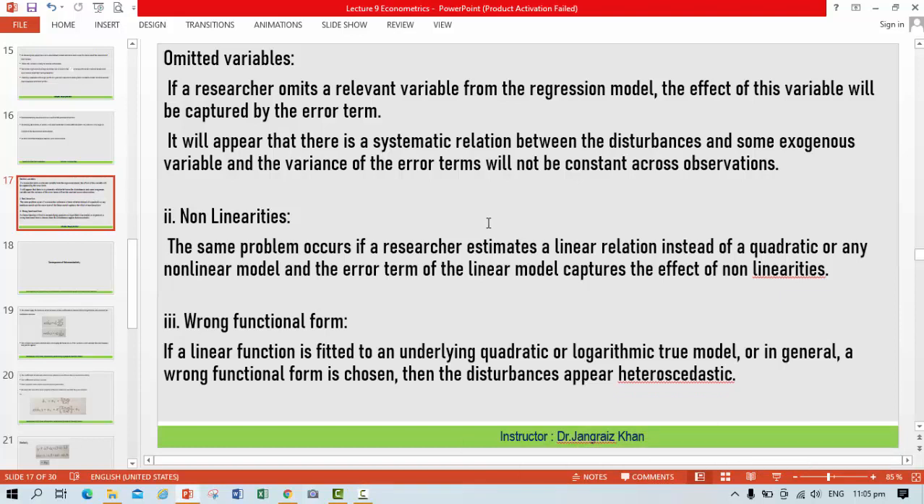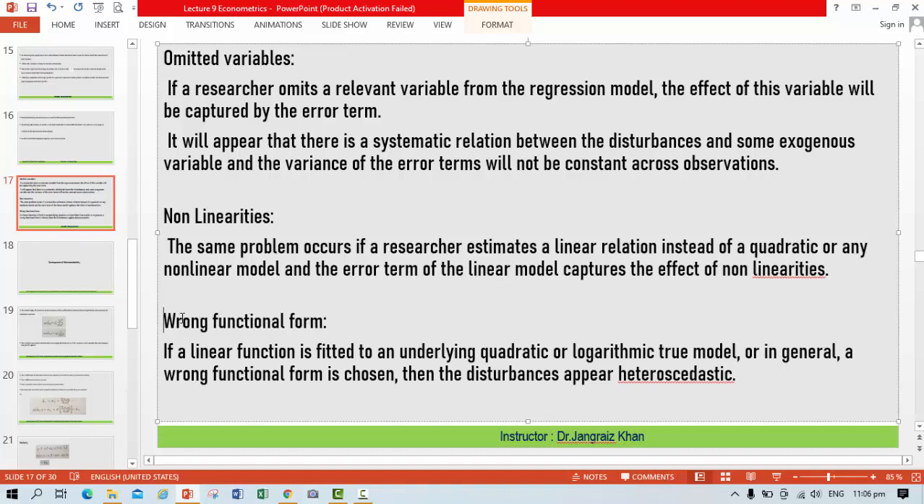Similarly, heteroskedasticity can be due to omitted variables as well. If a researcher omits a relevant variable from a regression model, the effect of this variable will be captured by the error term. It will appear that there is a systematic relation between the disturbance and some exogenous variable, and the variance of the error term will not be constant across observations. Similarly, dear students, the problem can arise due to non-linearities. The same problem occurs if a researcher estimates a linear relation instead of a quadratic or any other nonlinear regression.